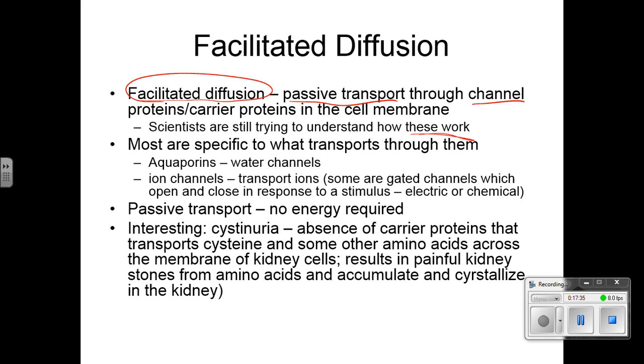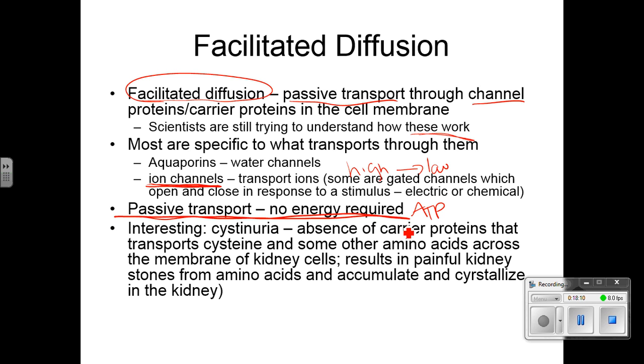Most ion channels are going to be allowing things to go from high to low. Some ions, or most ions actually, are going to be more of an active transport, but there are some that go through facilitated diffusion. Remember that passive transport means that there's no energy required for the process to happen. And remember that cellular energy is ATP. This is just interesting.